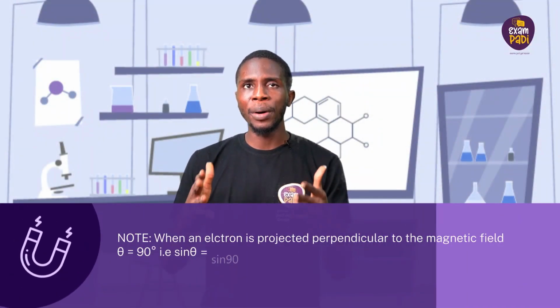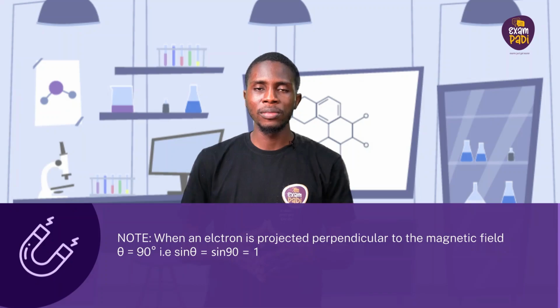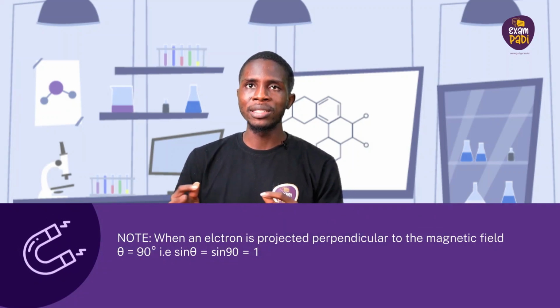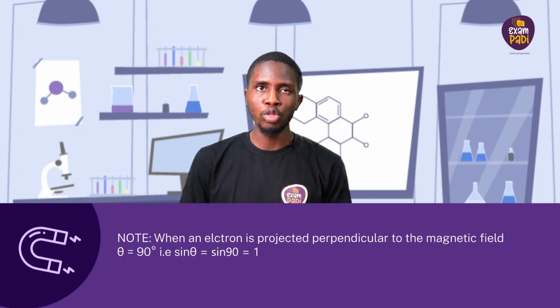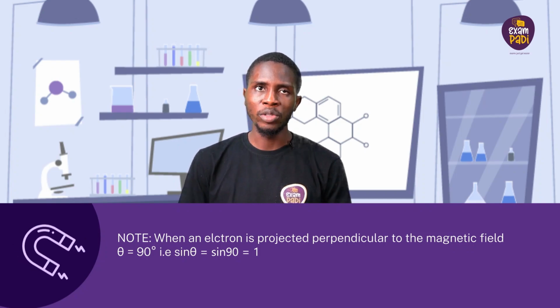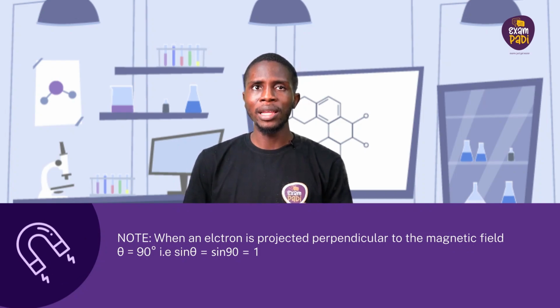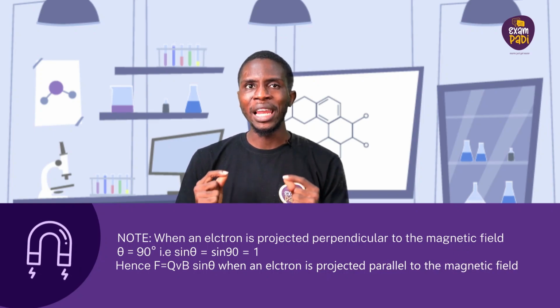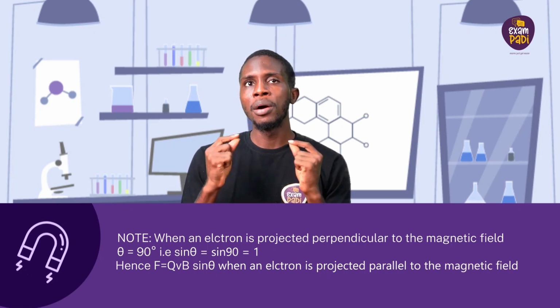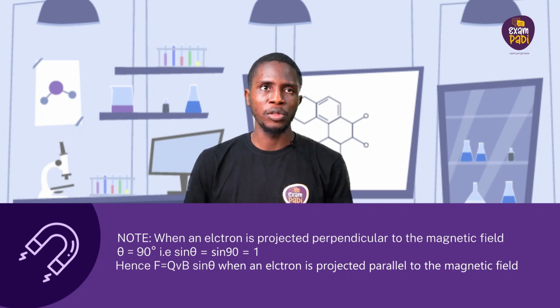Note, when an electron is projected perpendicular to the magnetic field, theta equals 90 degrees. That is, sin theta equals sin 90, which gives us 1. Hence, F equals QVB when an electron is projected perpendicular to the magnetic field.